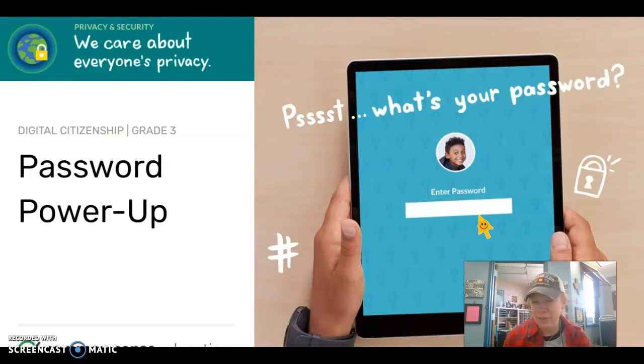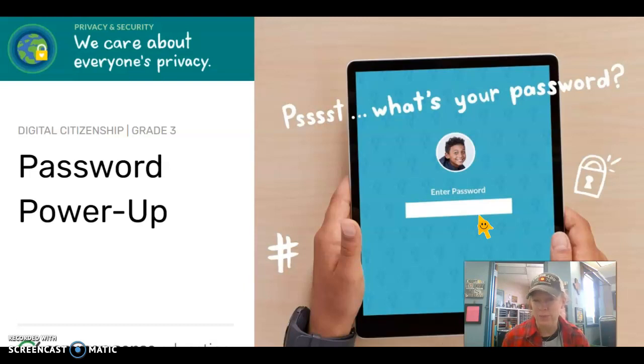I know we've had several digital citizenship lessons over the years, and digital citizenship, let's talk about that for a second. What does that mean? That means how we act when we're online. The behaviors that we have.